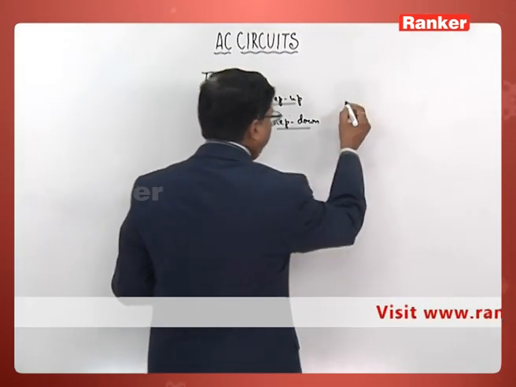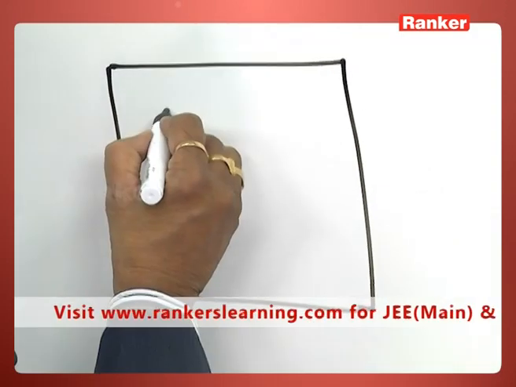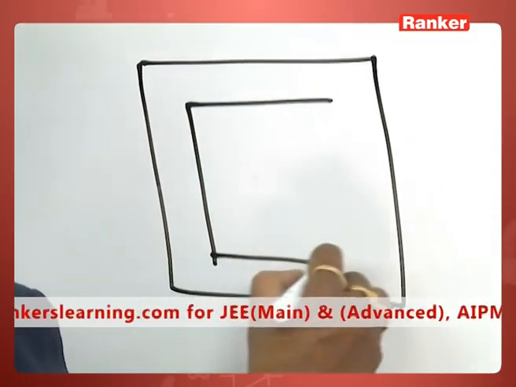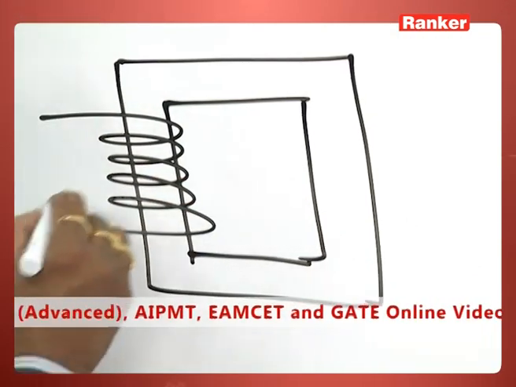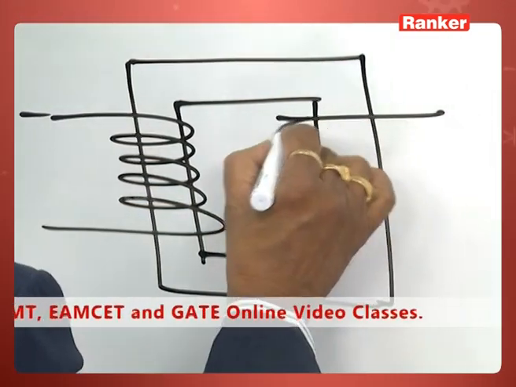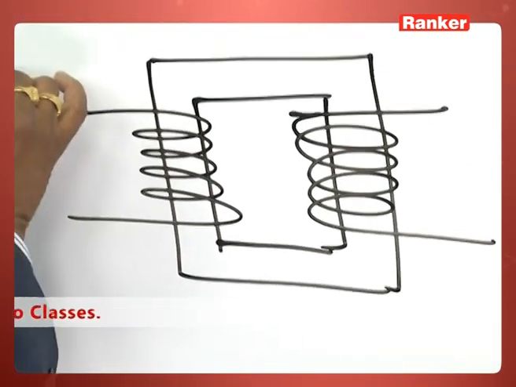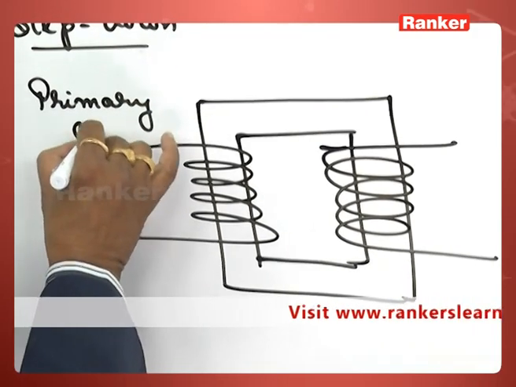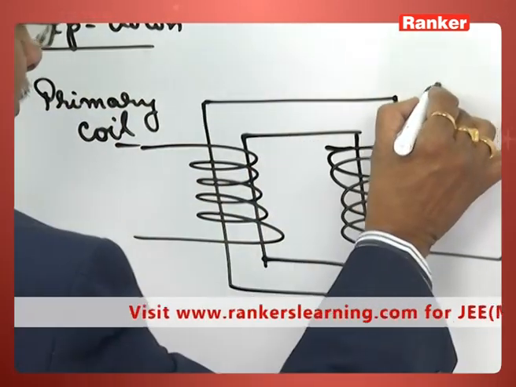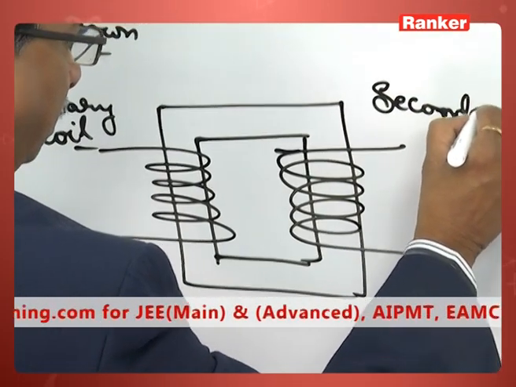Generally, when we take the basic concept here, a transformer of course will have a soft iron core like this, and there will be a primary coil. There will now be a secondary coil over here. This is what we call the primary coil, and this one we take as the secondary coil.